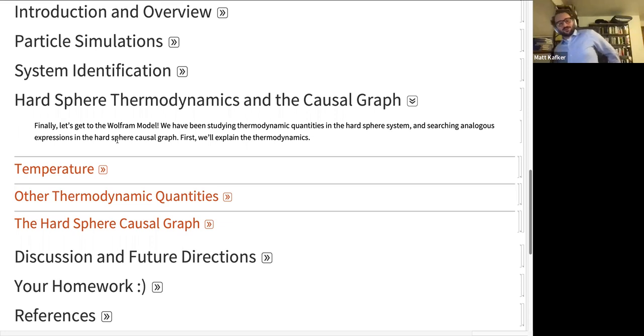Okay. So let's talk about Wolfram physics. This is totally different, by the way. This is still not fundamental physics. So my understanding is that most of the Wolfram model is actually supposed to be sort of an explicit description of the underlying constituent elements of spacetime. That's not what this is. We're going to be looking at hard spheres still.